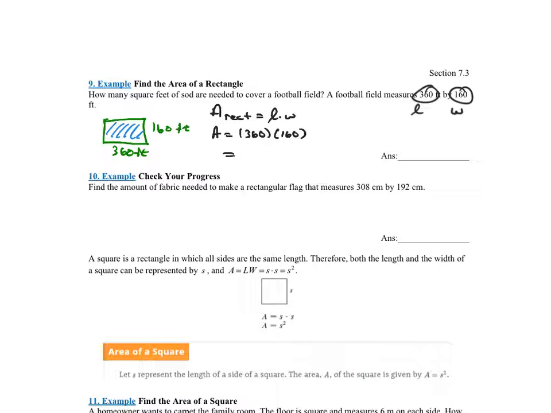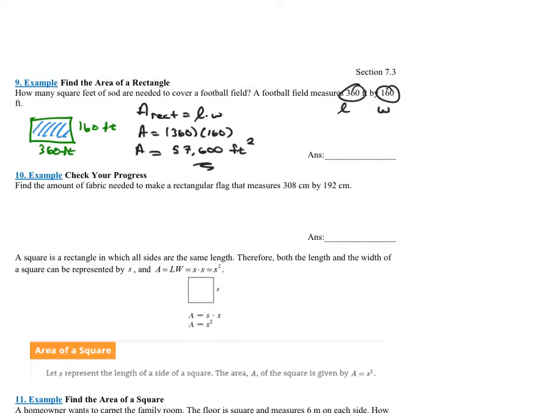I'm getting a total of 57,600. Again, what would my units be? Well, it's whatever the unit of measure is, feet, but it's squared. Because we did feet times feet, it would be feet squared. Okay? Anytime it's area, your answer has to be in units squared. So the answer here is 57,600 feet squared.